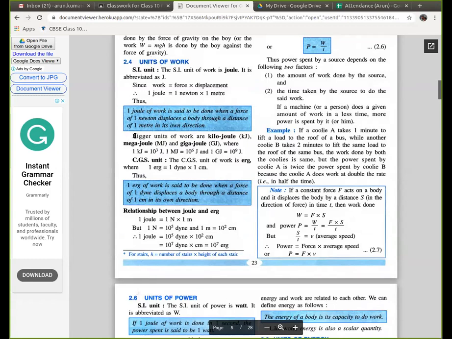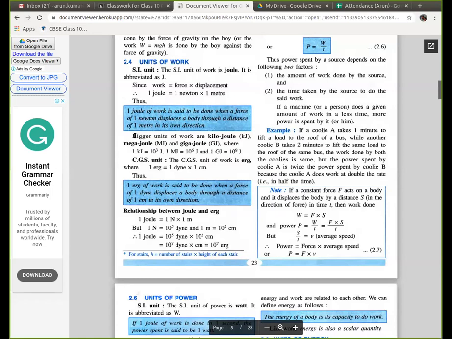You have the megajoules, which is 10 power 6 joules, and then gigajoules, which is 10 power 9 joules. All you need to remember is the kilo, mega and giga and what they represent. Everything else will be a repetition of the same thing.